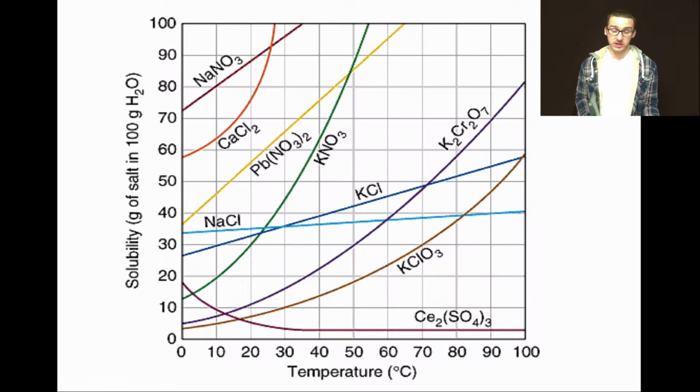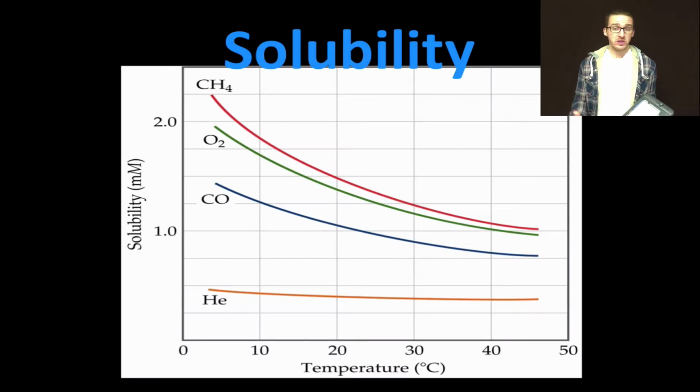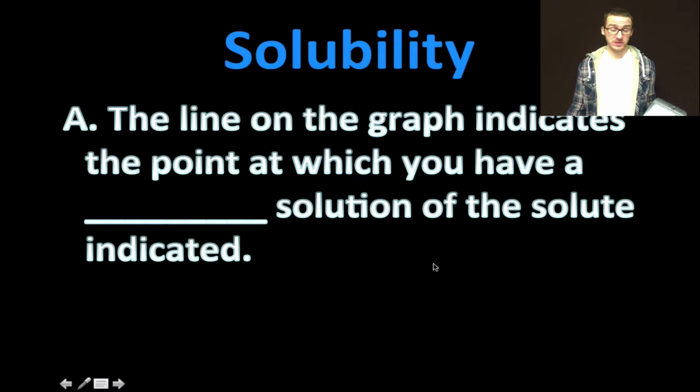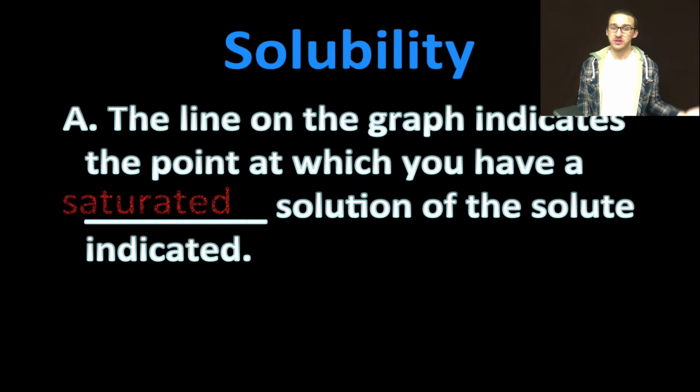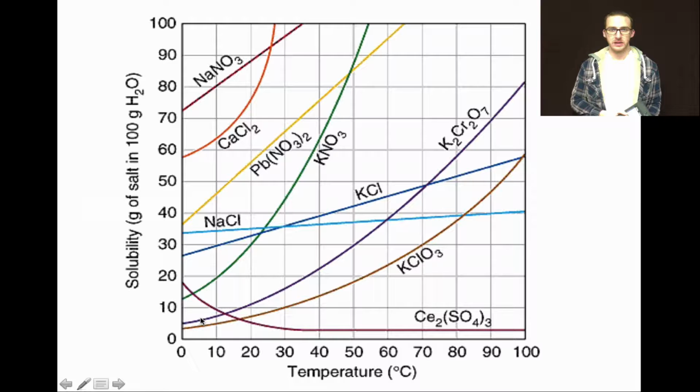You've got a solubility graph for a bunch of different solid salts in water, and also you're given a graph of the solubility of different gases in water at different temperatures. Now, how do you interpret these graphs? Well, simply realize that the line on the graph indicates the point at which you have saturated that solution at that given temperature. So, as an example, let's take a look at this green line that represents potassium nitrate.